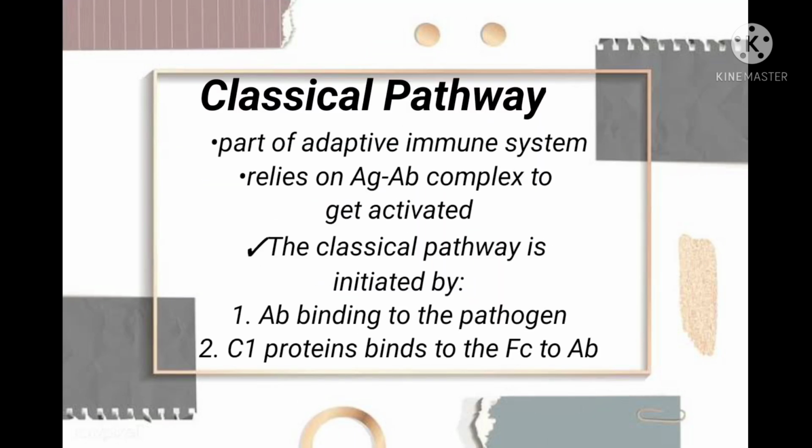Let us now proceed to the classical pathway. The classical pathway is a part of the adaptive immune system. It relies on the antigen-antibody complex to get activated. The classical pathway is initiated by, one, antibody binding to the pathogen, and two, C1 protein binding to the Fc of the antibody.